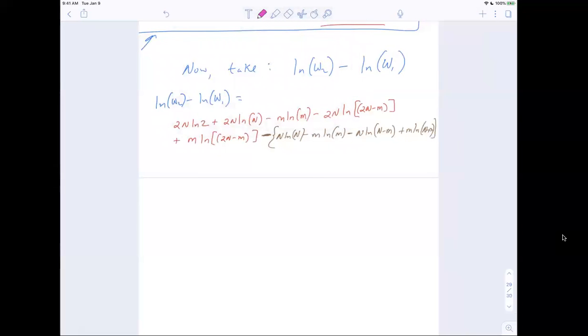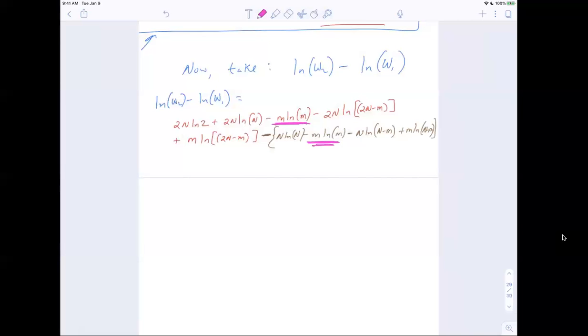So this guy, we have a minus m log m. And from the brackets in brown, we see that we have a plus m log m, which is this guy. Right? We have a minus sign outside of the brackets, and then this guy has a minus sign. So that's a plus. So those m log m terms cancel. That's great. We don't have to worry about them.